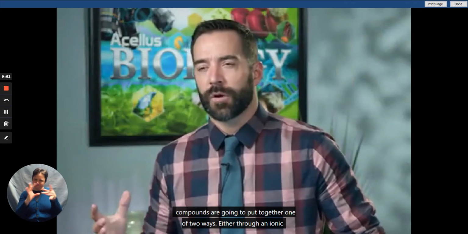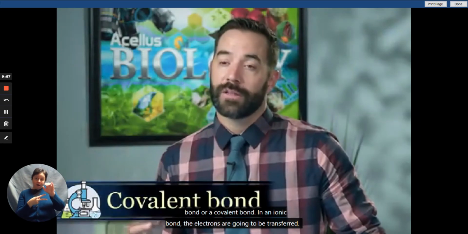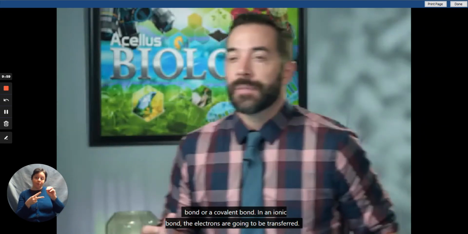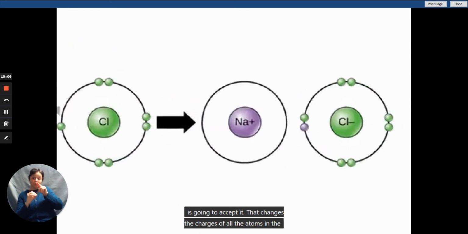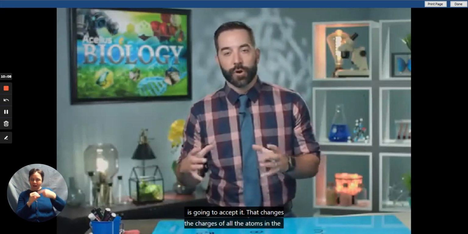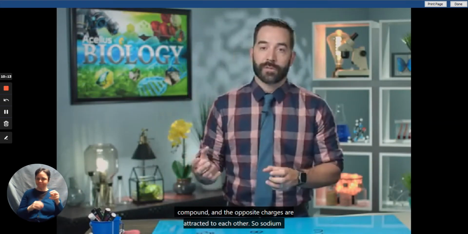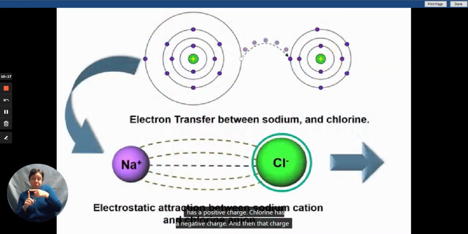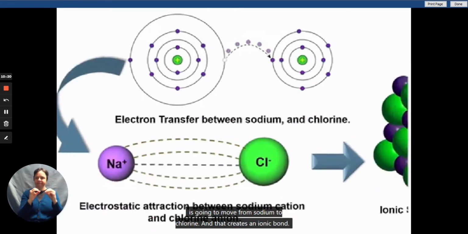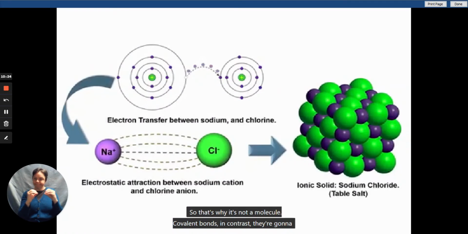Compounds are either going to be put together one of two ways, either through an ionic bond or a covalent bond. In an ionic bond, the electrons are going to be transferred. So this electron from sodium is going to be moved to chlorine, and the chlorine is going to accept it. That changes the charges of all the atoms in the compound, and the opposite charges are attracted to each other. So sodium has a positive charge, chlorine has a negative charge, and that creates an ionic bond. So that's why it's not a molecule.